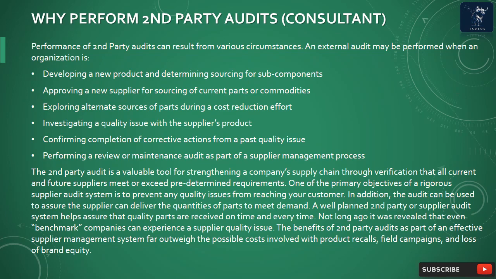The second-party audit is a valuable tool for strengthening a company's supply chain through verification that all current and future suppliers meet or exceed predetermined requirements. One of the primary objectives of a rigorous supplier audit system is to prevent any quality issues from reaching your customer. In addition, the audit can be used to assure the supplier can deliver the quantities of parts to meet demand. A well-planned second-party or supplier audit system helps assure that quality parts are received on time and every time.